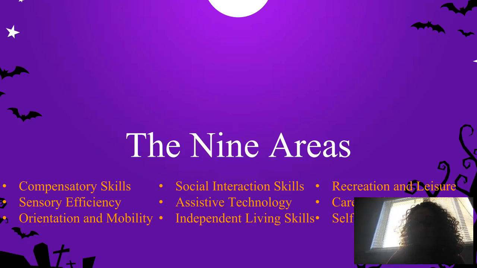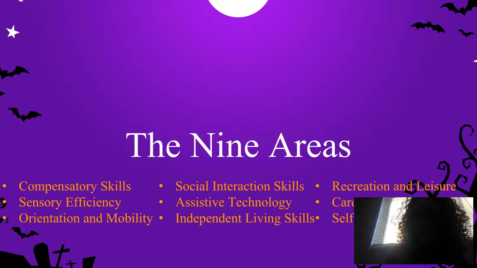Recreation and leisure is also something we need to explicitly teach. Things like gardening, sewing, anything. Physical education falls under this. This is very, very important. A lot of our kids do not have very good physical education skills. Career education, very important, and self-determination. These are the 9 areas of the ECC.